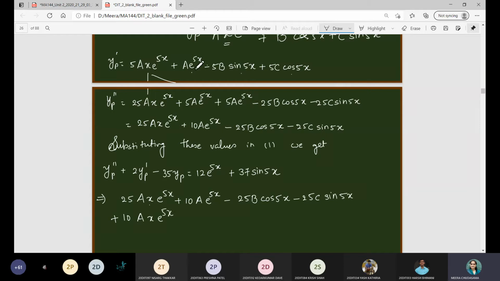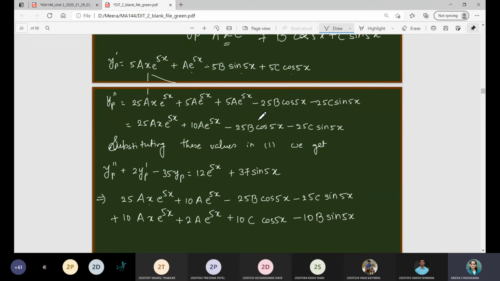Then the term involving only the constant exponential function. Multiplying it with 2, so it will be plus 2a e raised to 5x. Then multiplying this with 2, so it is minus 10b sine 5x. Sine 5x is over here, so I will write it as minus 10b sine 5x, and then plus 10c cos 5x.